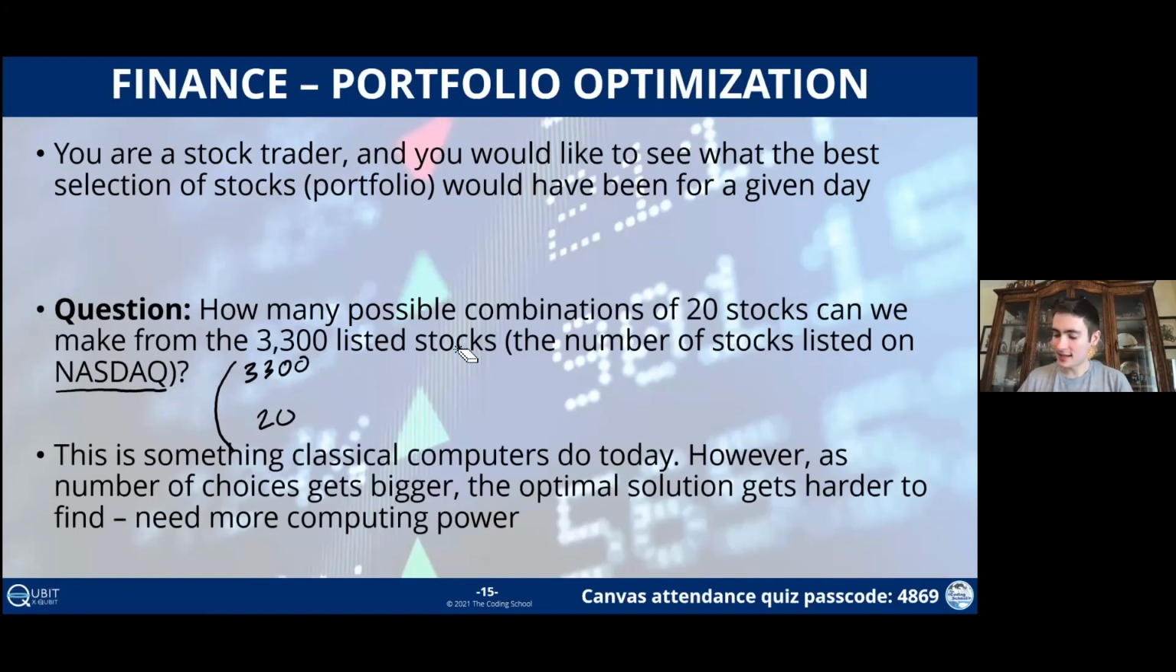So as the point says here, classical computers can do this size of problem today, barely. You would need a very powerful computer and you would need quite a lot of time to let it run. But as the number of choices gets bigger, so for example, if you went from 20 to say 50 stocks, the optimal solution gets much harder to find. Or if you had more stocks listed on the exchange, say that there's now 5,000 on the exchange, this just becomes way harder very quickly. And so QAOA is going to let us do this slightly more efficiently.